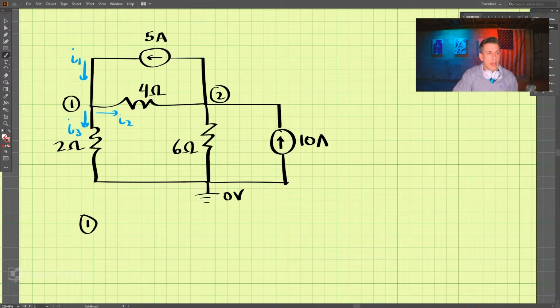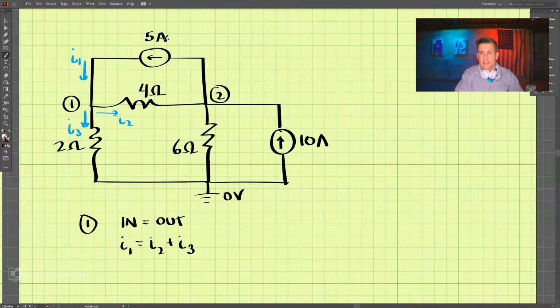And now let's look at doing our equations. Remember, KCL is in equals out. So we have I1 coming in, and then going out, we have I2 plus I3. And we know what I1 is. I1 is 5 amps. So we have 5 equals I2 plus I3.